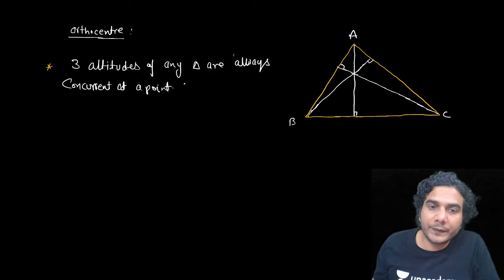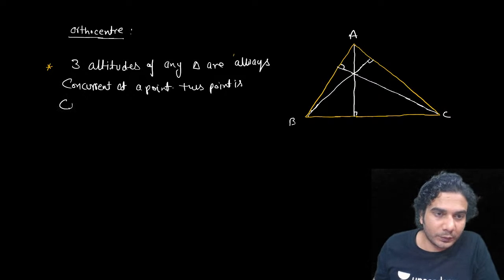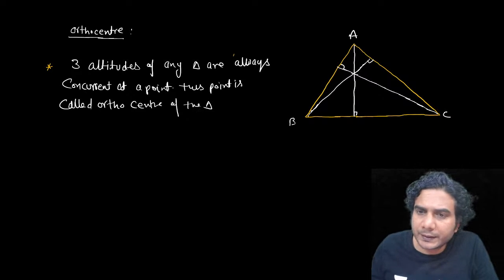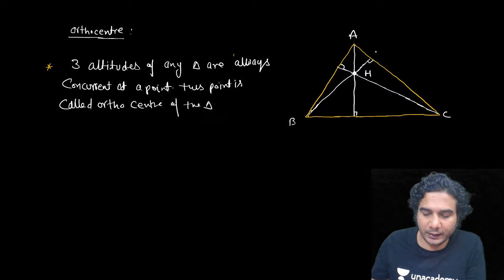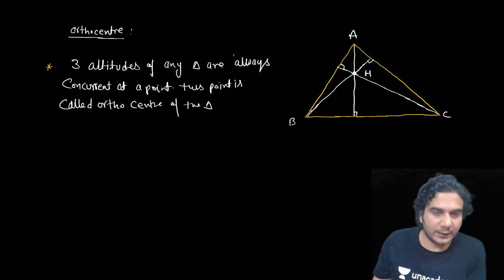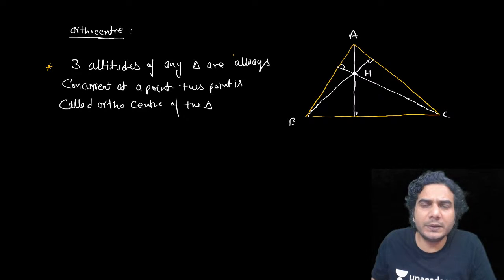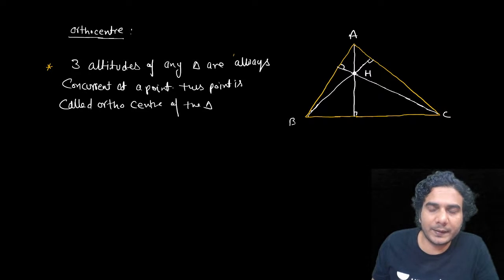Okay, this point is called the orthocenter of the triangle. Generally you denote it by capital H. You can take O also or any other letter, that is not a concern. Generally you see the orthocenter is represented by H.